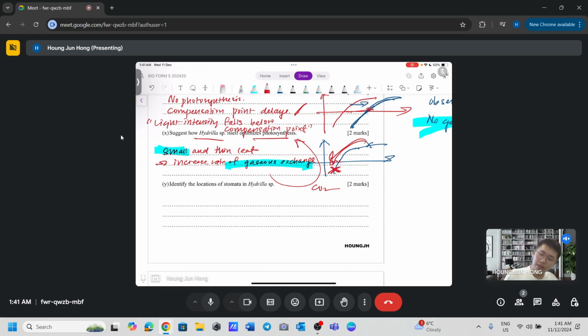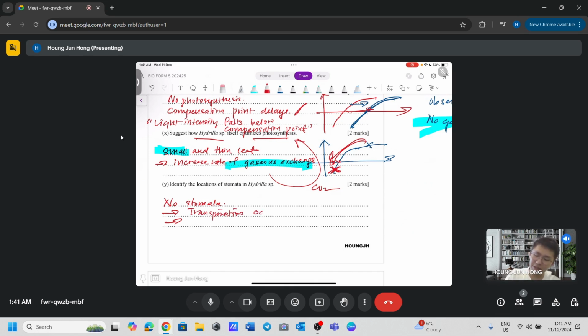Okay, next: there is no stomata for hydrolyzed species. Why? Okay, think about the two functions of stomata. One is transpiration. Transpiration is what? Water loss, right? Okay, transpiration is water loss.